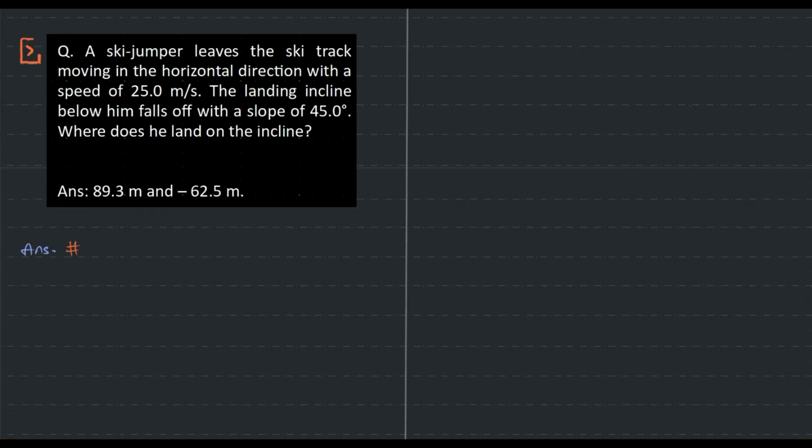A ski jumper leaves the ski track moving in the horizontal direction with a speed of 25 meters per second. The landing incline below him falls off with a slope of 45 degrees. Where does he land on the incline?